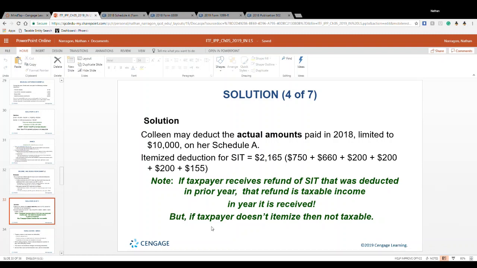So note this again: if the taxpayer receives a refund of SIT that was deducted in a prior year, the refund is taxable income in the year it's received. But if the taxpayer doesn't itemize, then it's non-taxable. Okay? Cool little item there.